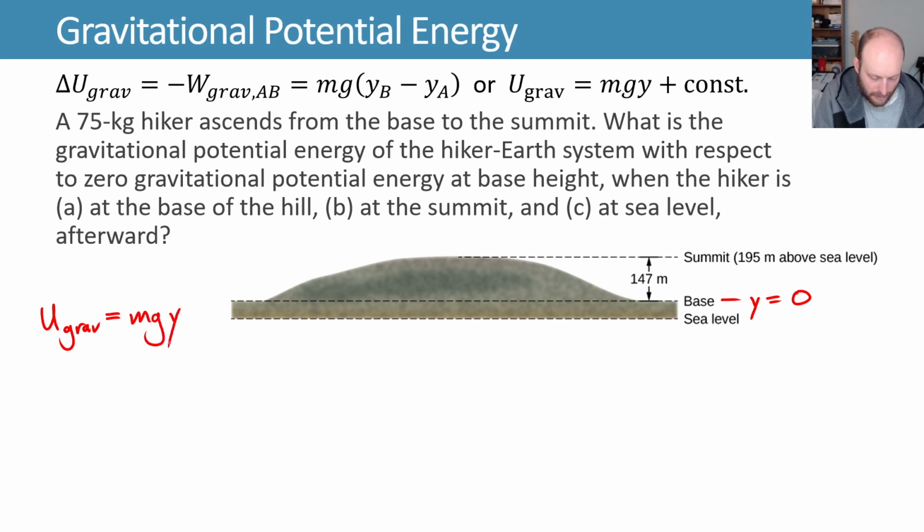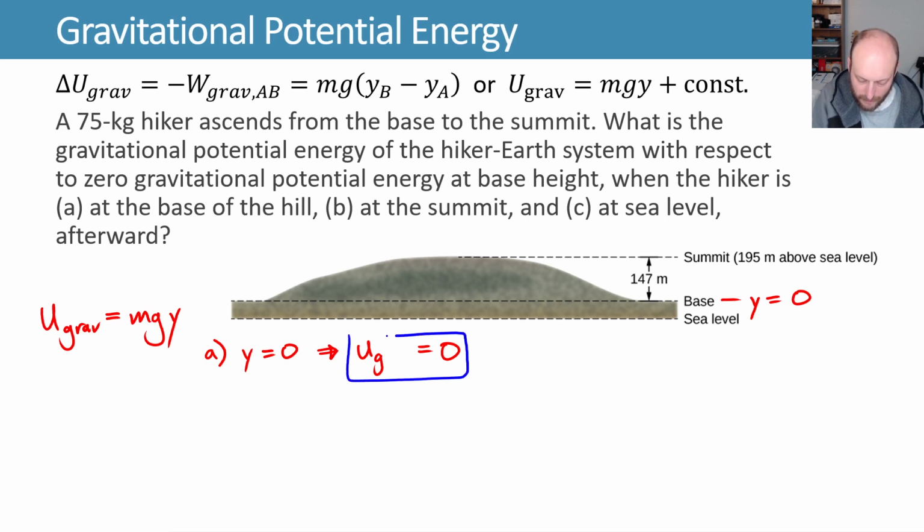We can say that for A, at the base, we're at y = 0. So if y = 0, then my gravitational potential energy, which is mgy, is just going to be 0. To save some space, I'm going to write this as ug. So that's it for A. For B, we're at the summit. This is 195 meters above sea level, or 147 meters above the base. That means my y value is 147 based on my choice of y = 0.